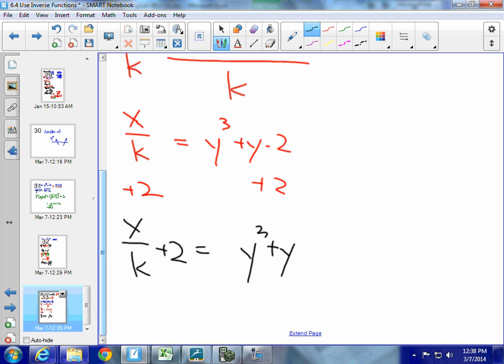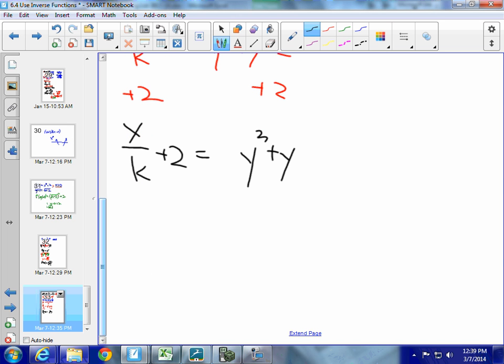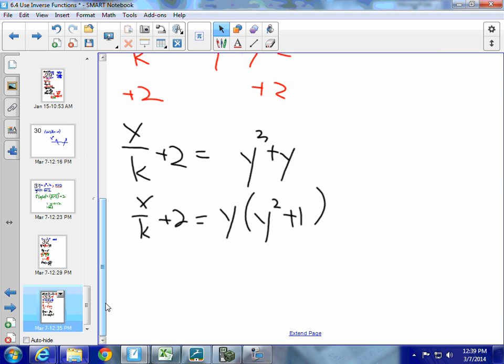Are you with me here? Following what I'm doing? Okay. But really then I'm pretty much stuck. If I decide to just take a y out of this right here, I'll end up with y times y squared plus 1 is equal to x over k plus 2. But now if I divide both sides by y squared plus 1, I'm just putting my y on the other side again. I'm not getting y all by itself. You see where I'm running into difficulty here? I would be hitting my head against the wall, and I just wouldn't know what to do.